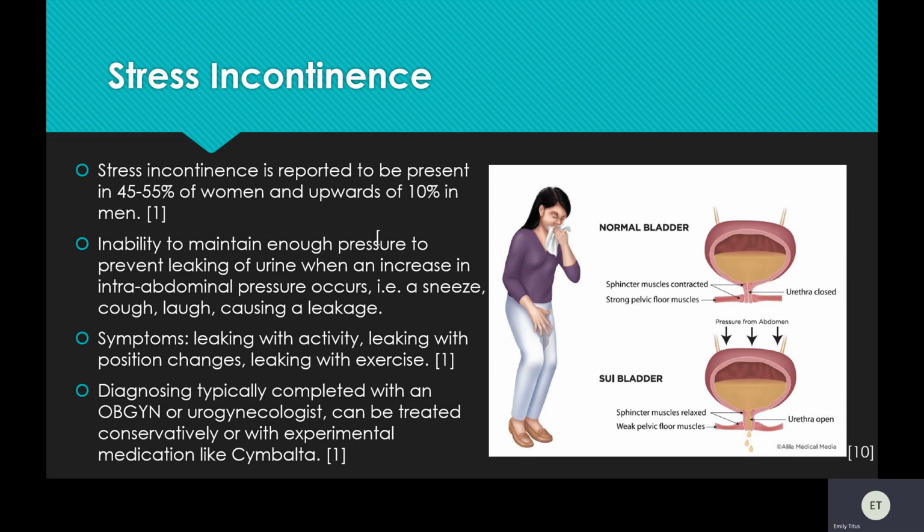So the symptoms, as I already mentioned, are all right there for you. It's leaking with different changes in pressure. And diagnosis is typically made with an OBGYN or a urogyn, and it can be treated conservatively with pelvic floor PT, amongst other things. And a new next frontier sort of thing is experimental medications that have actually been found to be quite helpful in reducing stress incontinence.